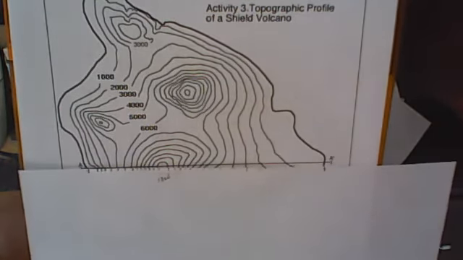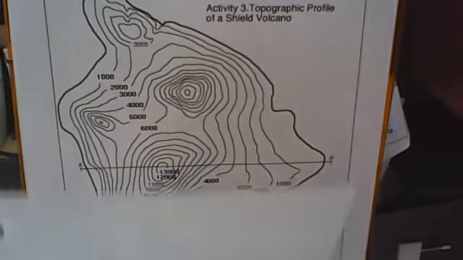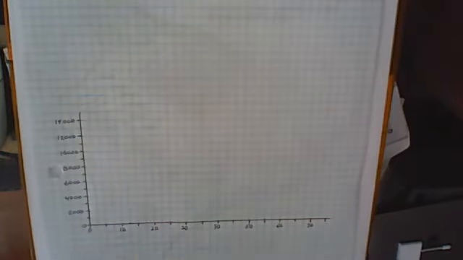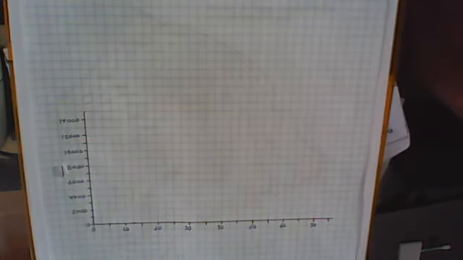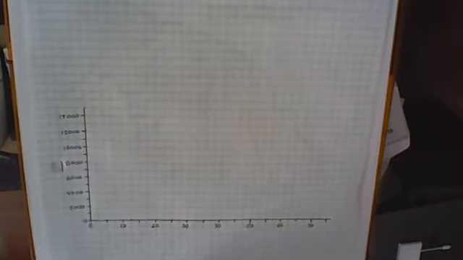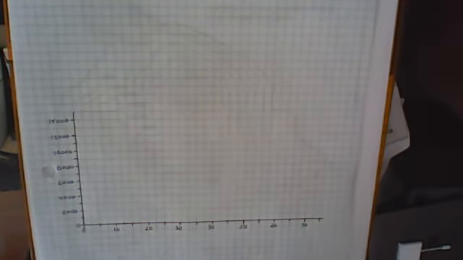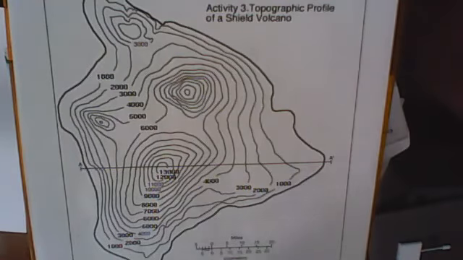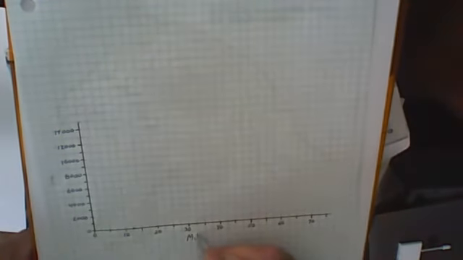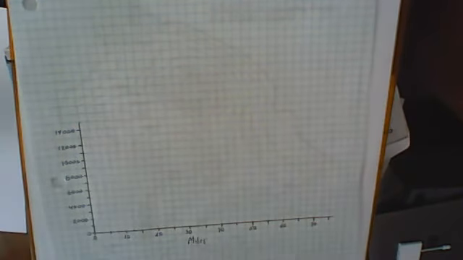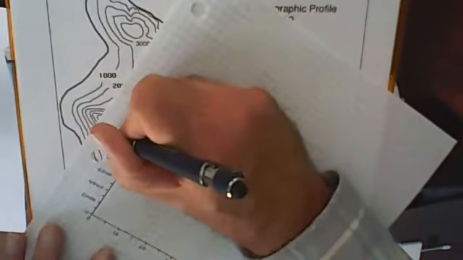Okay, now what we need to do is transfer this onto graph paper. And I've already made the initial steps here by drawing the two axes. So this is the distance across the map, and I used the scale here, and this is miles. So I'm going to use the mile scale. So this is marked off in miles, the same as the map. So this is miles on this side, and this is feet over here.